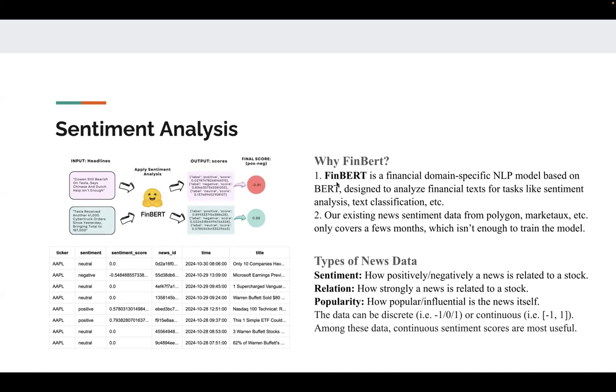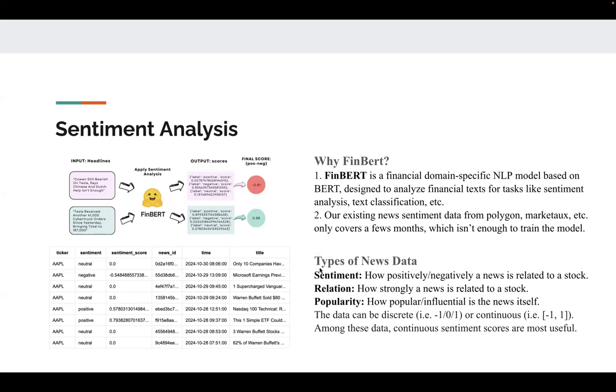So why do we use FinBERT? FinBERT is a financial domain-specific NLP model based on BERT. So it's designed to analyze financial texts for tasks like sentiment analysis. And our existing news sentiment data is not enough, so we need to label the sentiment ourselves.